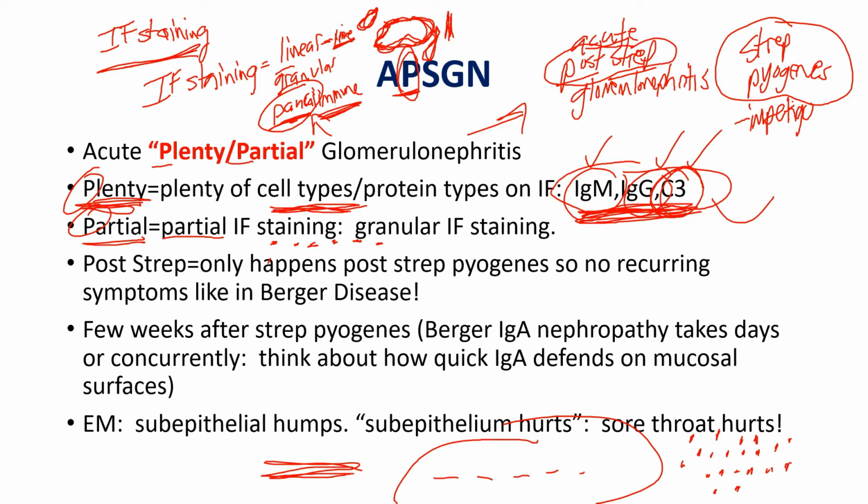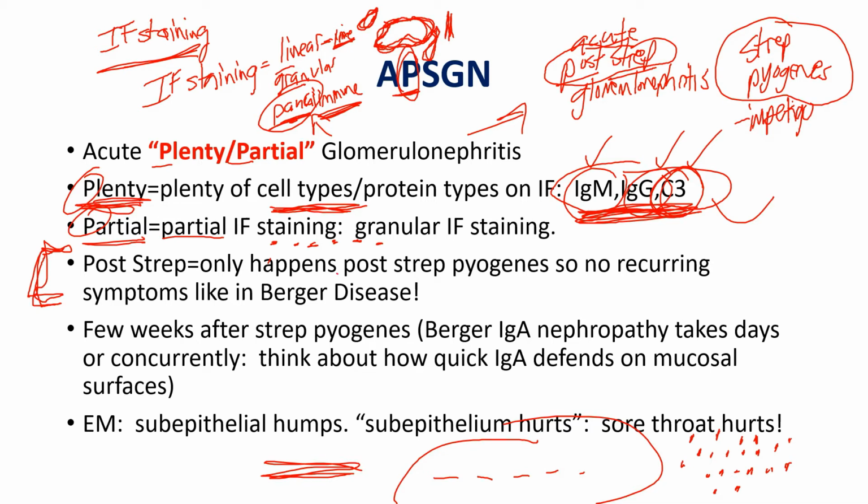So Poststrep only happens post-strep pyogenes, so no recurring symptoms. This is a really important fact here, and I'm going to explain why. You have to remember that this disease only shows up after a strep pyogenes infection. So it is not going to be recurring symptoms. It's not like you have this disease now and it just seems to happen all the time from a trigger or whatever. You get this strep pyogenes infection, and then afterwards you have an acute bout of this particular disease.